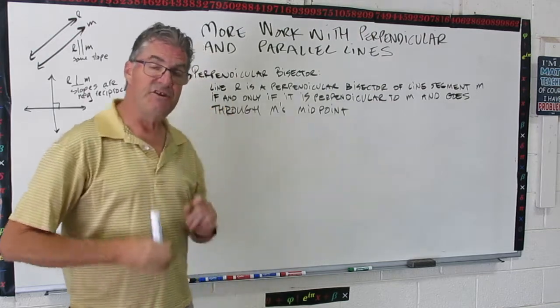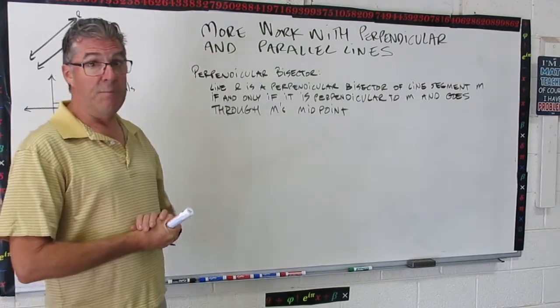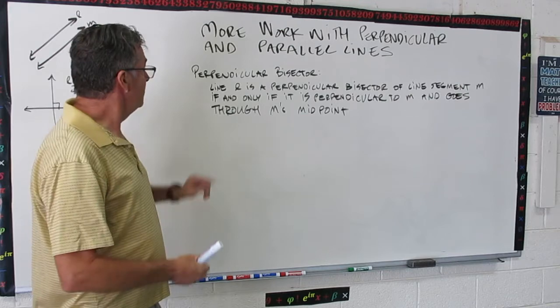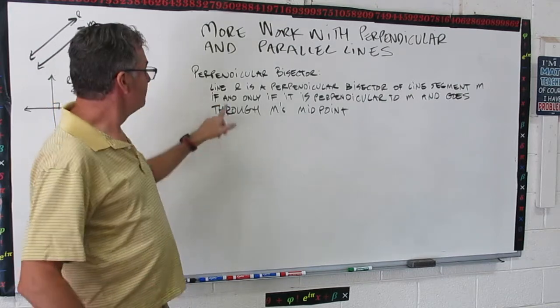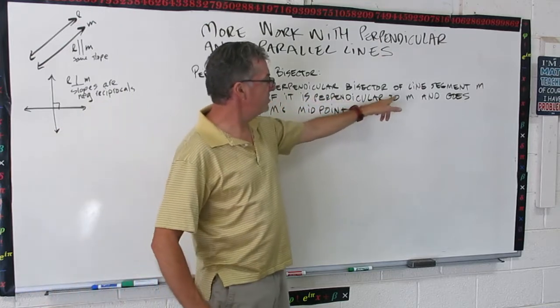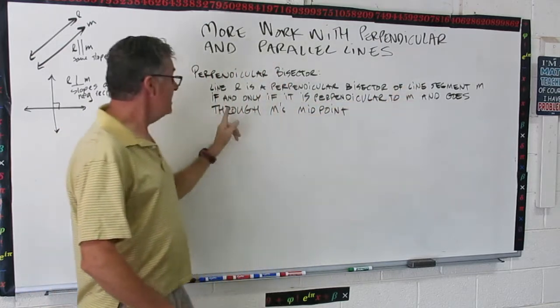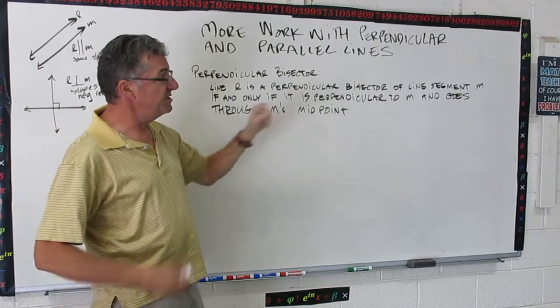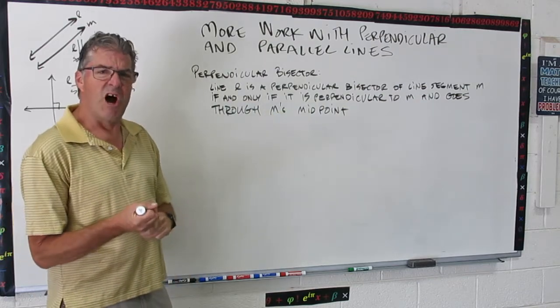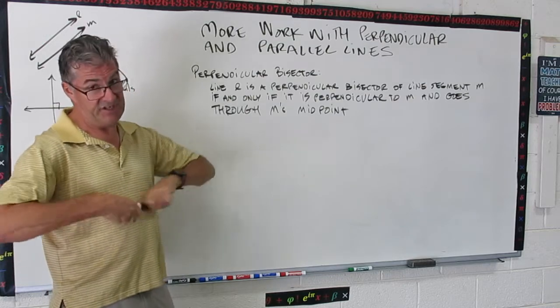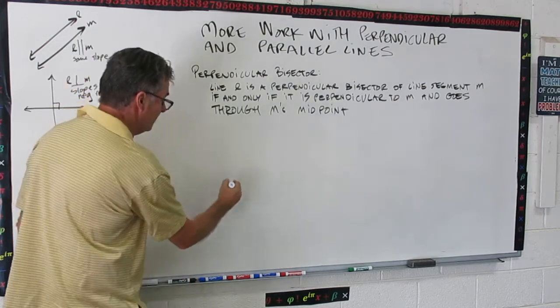But first, I need to define something for you. Perpendicular bisector. Line L is a perpendicular bisector of line segment M if and only if it is perpendicular to M and goes through M's midpoint. So let me draw that. That's a lot of words there. This is geometry, so a diagram is always super helpful.